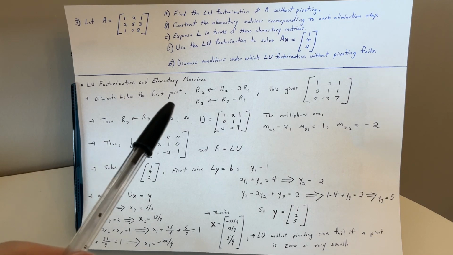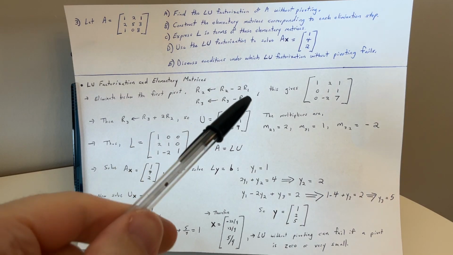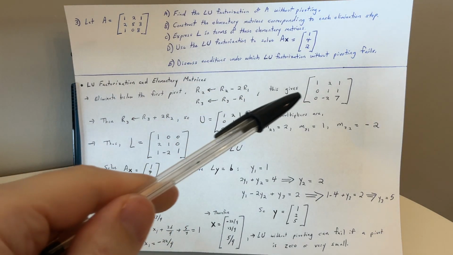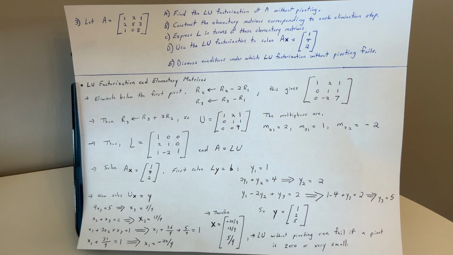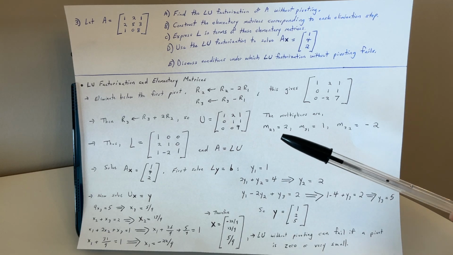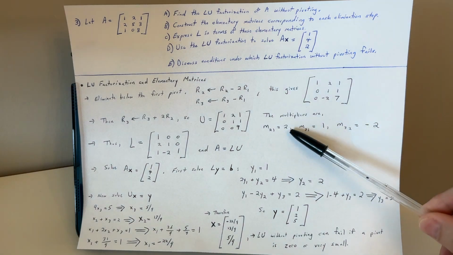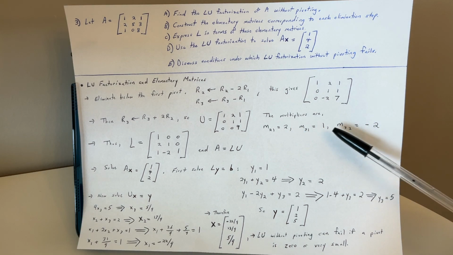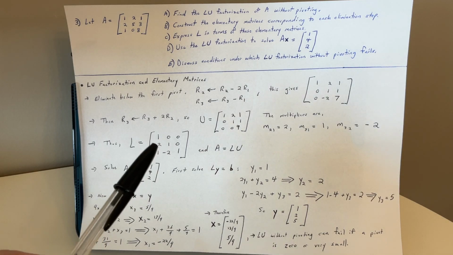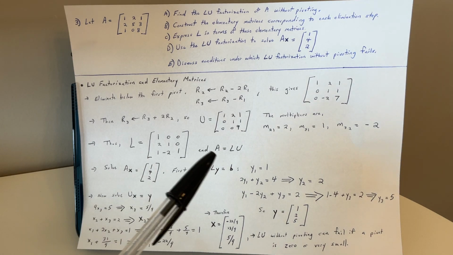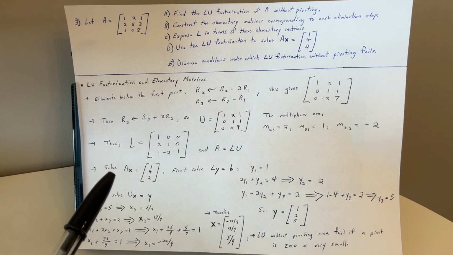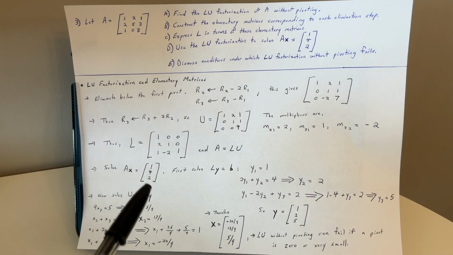So eliminate below the first pivot, performing these two operations. That's going to give rows 1, 2, 1; 0, 1, 1; 0, negative 2, 7. Then with the following operation, U is going to equal 1, 2, 1; 0, 1, 1; 0, 0, 9. So the multipliers are M sub 2,1 equals 2, M sub 3,1 equals 1, M sub 3,2 equals negative 2. So thus, L equals rows 1, 0, 0; 2, 1, 0; 1, negative 2, 1, and A equals LU.